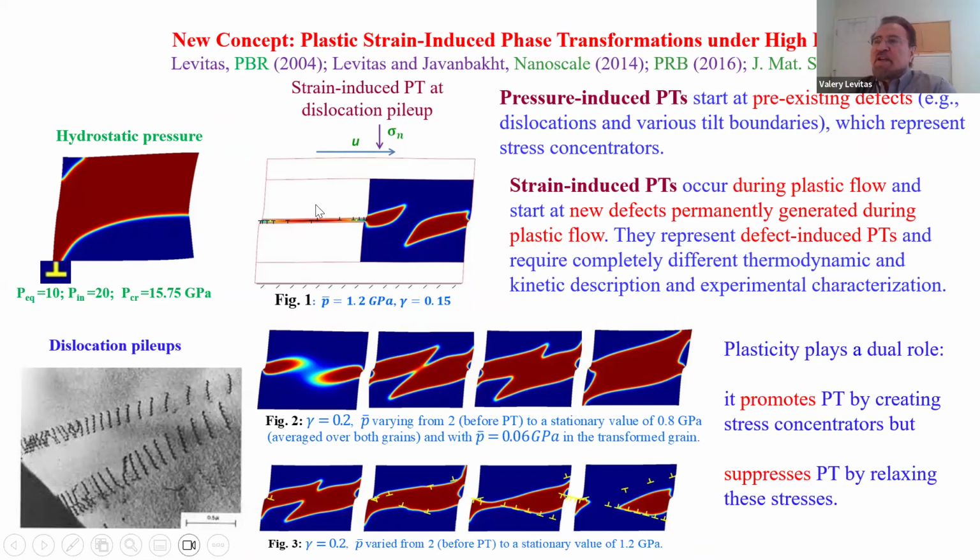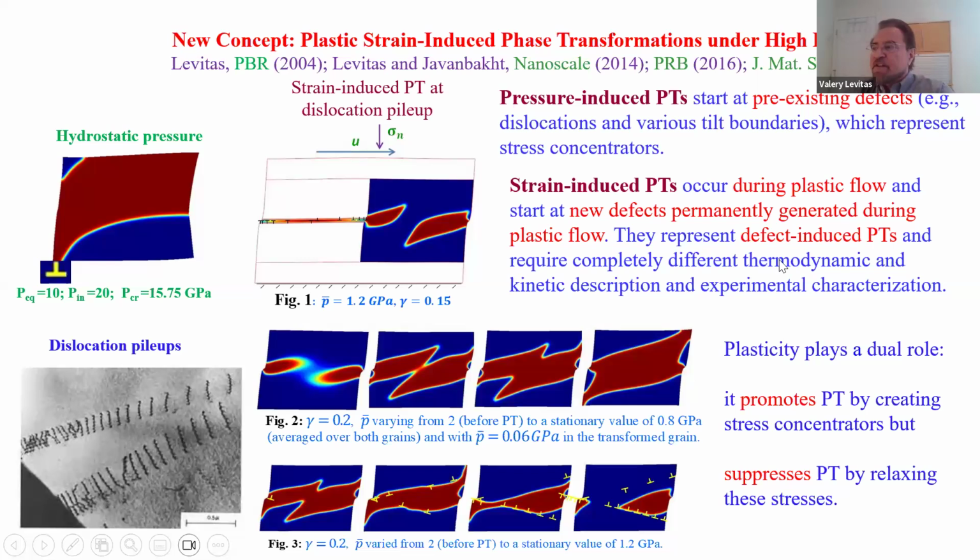But first, I would like to mention that before appearance of this paper, high pressure community did not realize that there is fundamental difference between traditional pressure-induced phase transformation and plastic strain-induced phase transformation. Pressure-induced phase transformation starts at pre-existing defects, for example, different dislocation configurations, which represent stress concentrators. So because number of defects is limited, one has to increase pressure to activate nucleation at defects with smaller stress concentrator. Here we introduce concept of plastic strain-induced phase transformation, which occurs during plastic flow and starts at new defects permanently generated during plastic flow.